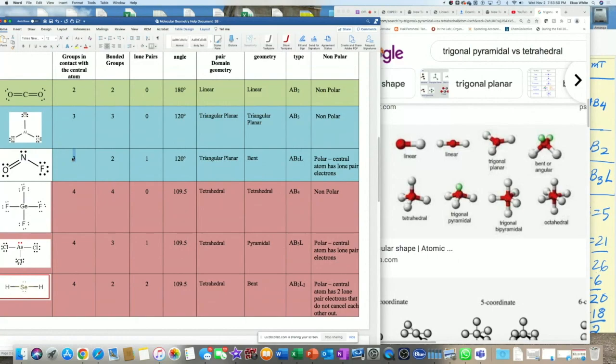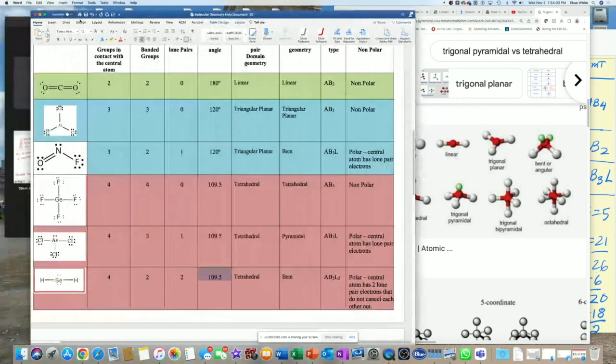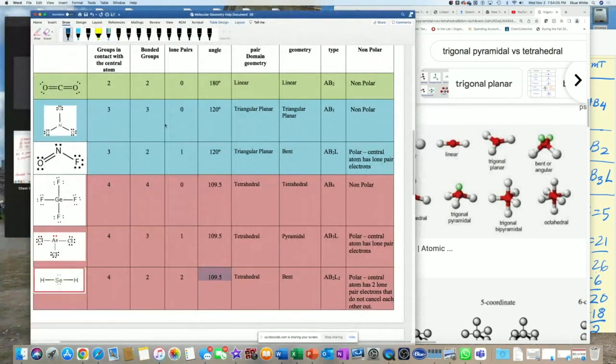I've been asked before, will the bents be different? Yes, because they have different bond angles. This bent here will be a lot more spread out because the bond angle is 120. This bent here will be a little bit tighter. I don't know how to explain. Let me see if I can draw it. This bent here is more spread out because it came from this shape where the bond angle was 120.